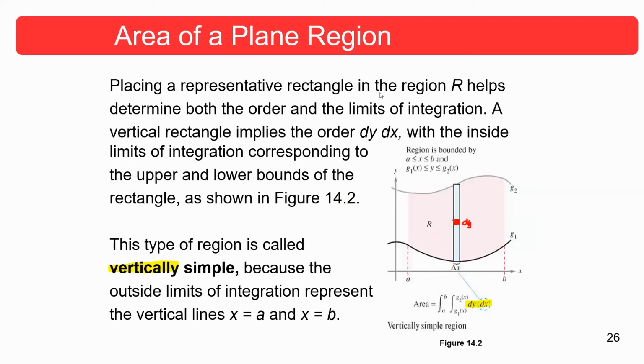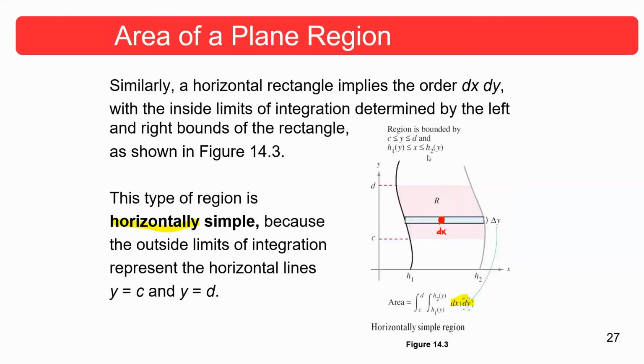Placing a representative rectangle in the region R helps determine both the order and the limits of integration. That's why we place the rectangles. So a vertical rectangle implies the order dy dx, with the inside limits of integration corresponding to the upper and lower bounds. This is what you call vertically simple. If it's a vertical element, this is called vertically simple.